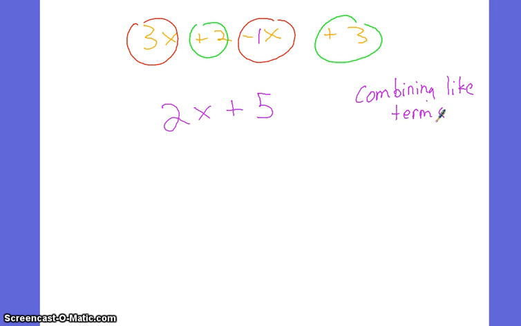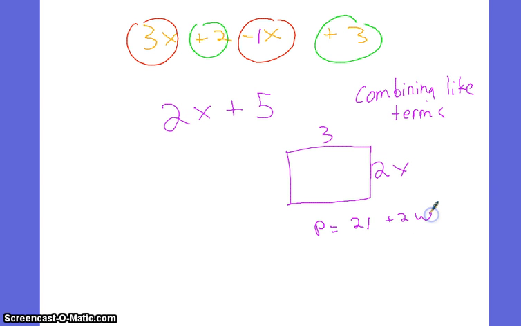So one final thing is I got a rectangle drawn here, 3 and 2x, and the perimeter of the rectangle is P equals 2L plus 2W. So let's write this out. P equals 2 times 3 plus 2x plus 2x, because that's 2x times 2, or the same thing. So that could give us P equals 4x plus 6. And I like to write my expressions with the variable up front.